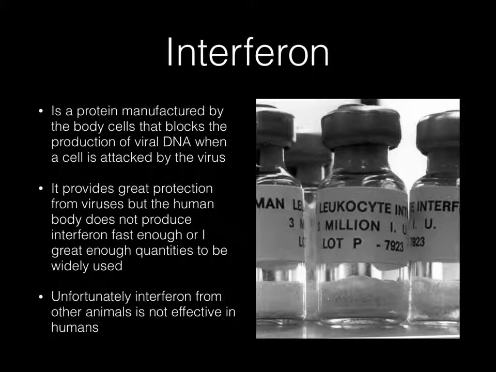Interferon is a protein manufactured by the blood cells that blocks the production of viral DNA when a cell is attacked by a virus. It provides great protection from viruses, but the human body does not produce interferon fast enough or in great enough quantities to be widely used. Unfortunately, interferon from other animals is not effective in humans. And that is the end of the blood, part 3.